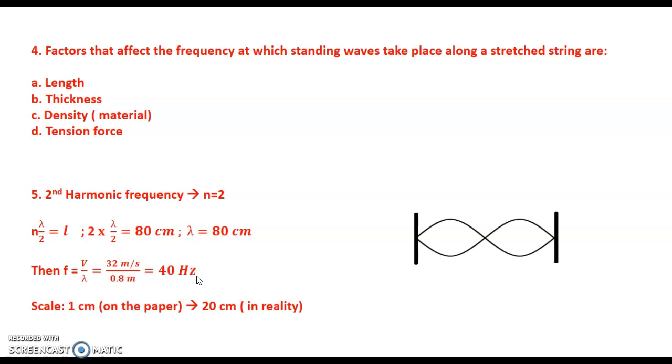Now for the representation, we have n equal to 2 loops, so a complete cycle for the incident and a complete cycle for the reflected. We have to consider a scale here, because from this end to this end, this is a whole complete wavelength. As you can see, it includes a crest and a trough for an incident wave. So you have to consider a scale here. I considered 1 centimeter on the paper to be 20 centimeter in reality, so that's why when I draw it on the paper, I draw a 4 centimeter long string. Okay, so this is it.